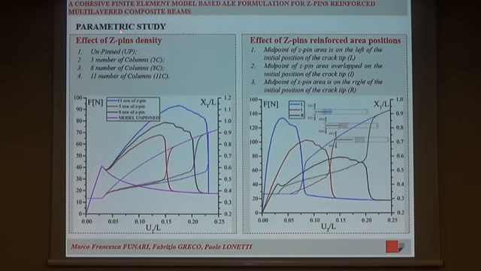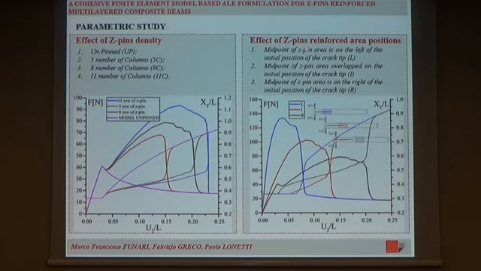In this slide, you can see two parametric studies in terms of Z-pin density and in terms of Z-pin reinforced area position. In particular, the first parametric study is presented for an idealized configuration. As you can see, the behavior of the load curve is changed when the number of columns of Z-pins increases, and the maximum load also increases. Whereas the second parametric study is presented for three idealized configurations.